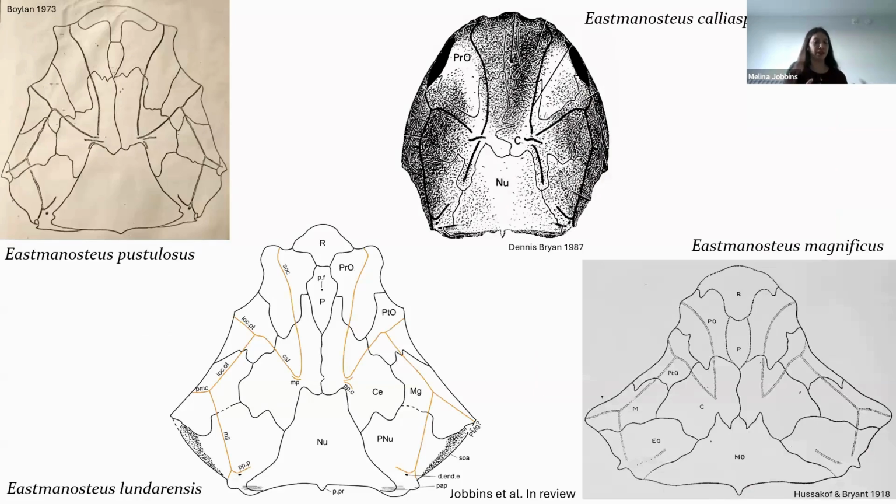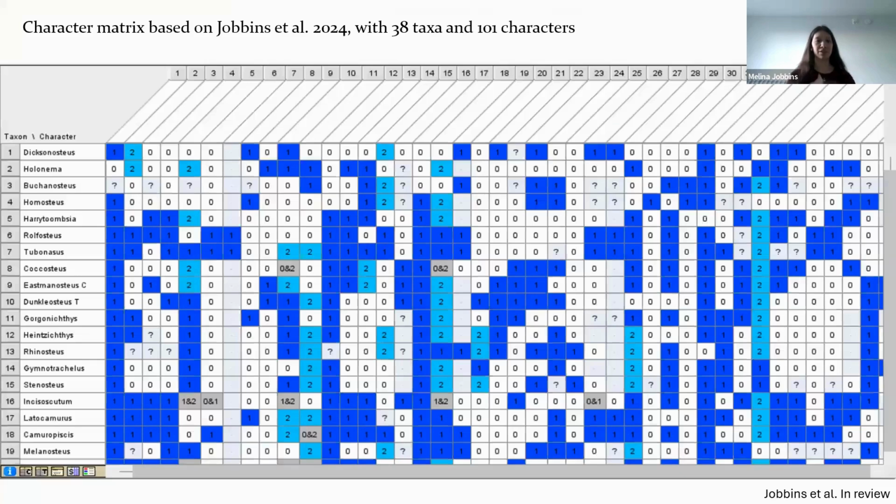These are the different best known species within Eastmanosteus at the moment, which are the ones we included in the phylogeny. Magnificus is from the US, Calliaspis is the Australian one, and Pristolosus is another one from the US. All of them are a little bit younger in age, from the late Devonian, compared to ours, which is the middle Devonian, so a little older. We put this in our beautiful matrix right here. It looks very messy, but it's organized, kind of.